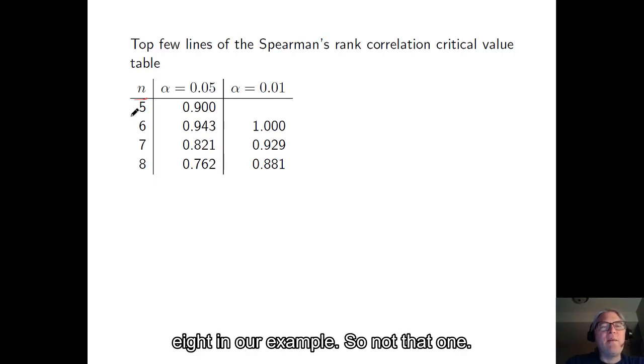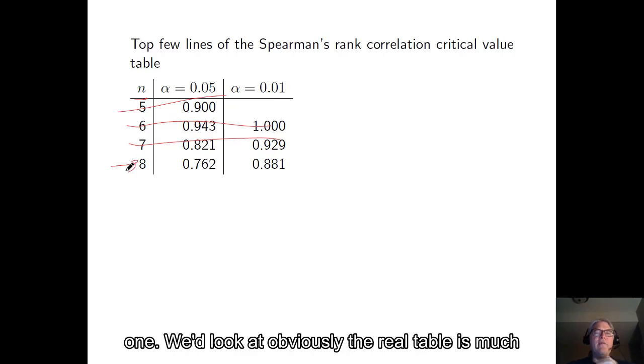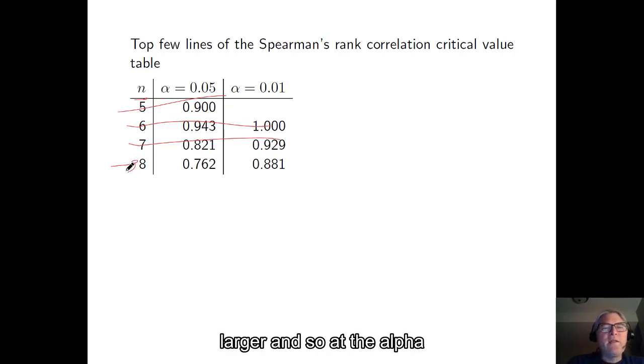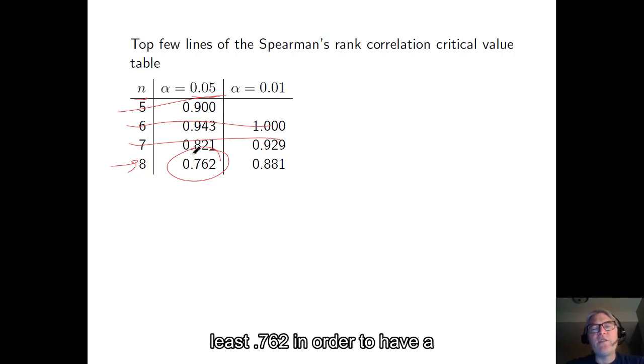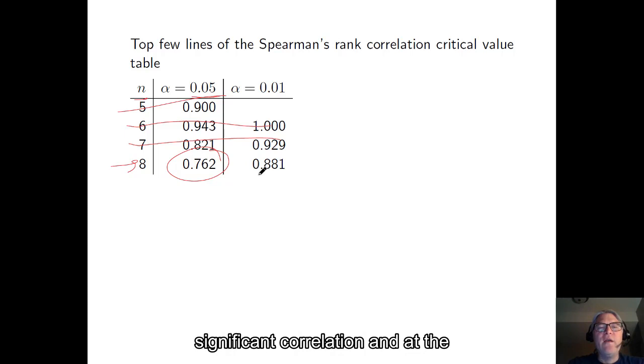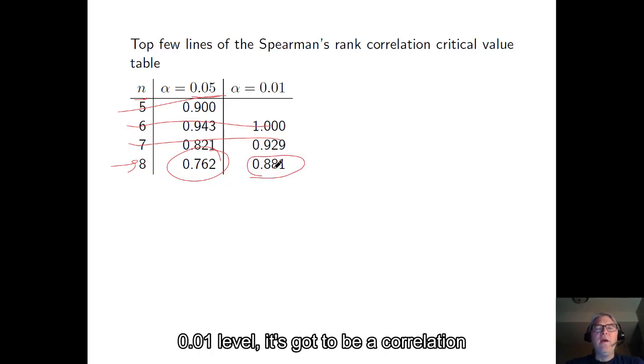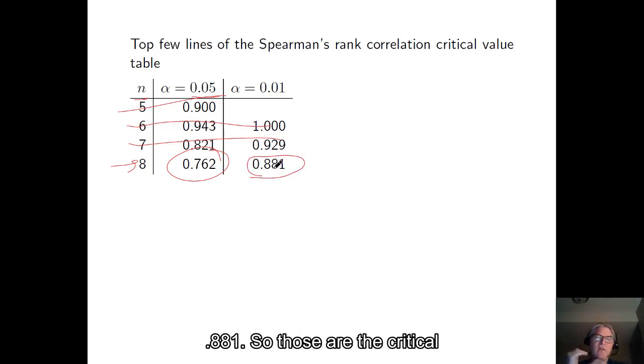We had 8 in our example, so not that one, not that one, not that one. Here's the one we'd look at. Obviously, the real table is much larger. And so at the alpha 0.05 level, there's your critical value. You have to have a correlation of at least 0.762 in order to have a significant correlation. And at the 0.01 level, it's got to be a correlation of 0.881. So those are the critical values.